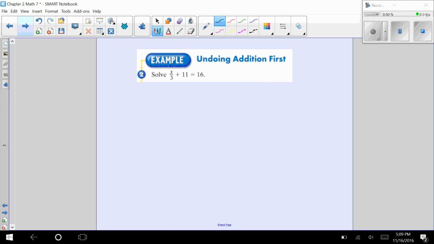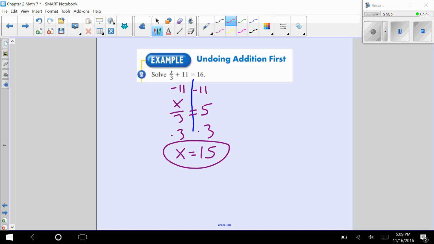Now let's look at this one, x over 3 plus 11. We're going to draw our wall. We start off just like before. Let's get rid of addition and subtraction. To get rid of plus 11, I minus 11 off of both sides. I end up with x over 3 equals 5. So x over 3, that's division. To get rid of division, I multiply both sides by 3. So x equals 15. Let's check our answer.